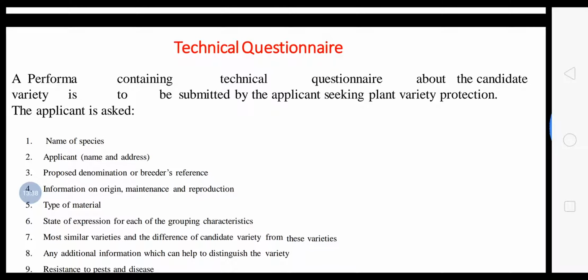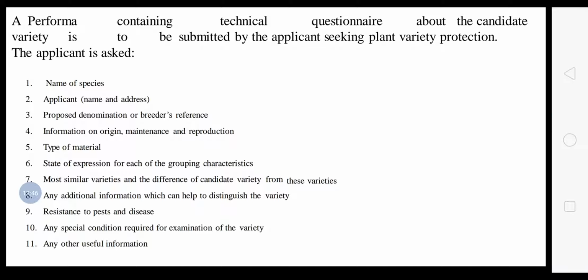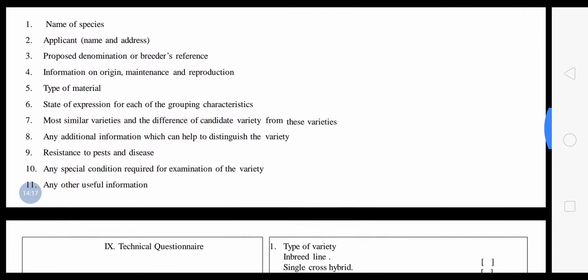To conduct this test, we should first take a technical questionnaire and note down the name of species, applicant's name, proposed denomination or breeder's reference, information on origin, maintenance and reproduction, type of material, state of expression for each of the grouping characteristics, then most similar varieties and the difference of candidate variety from these varieties, any additional information which can help to distinguish the variety, resistance to pest and disease, any special conditions required for examination of the variety, then any other useful information.